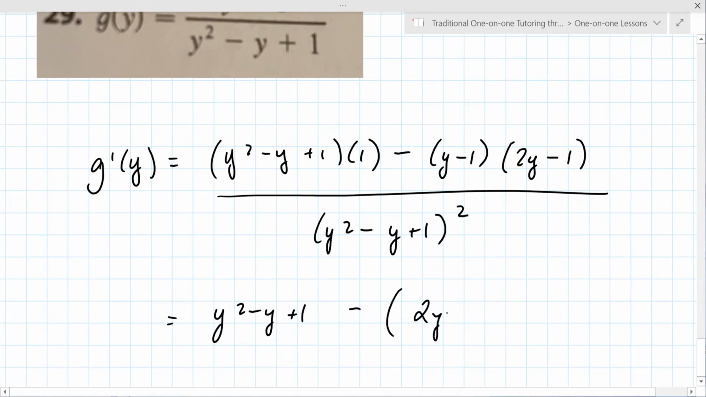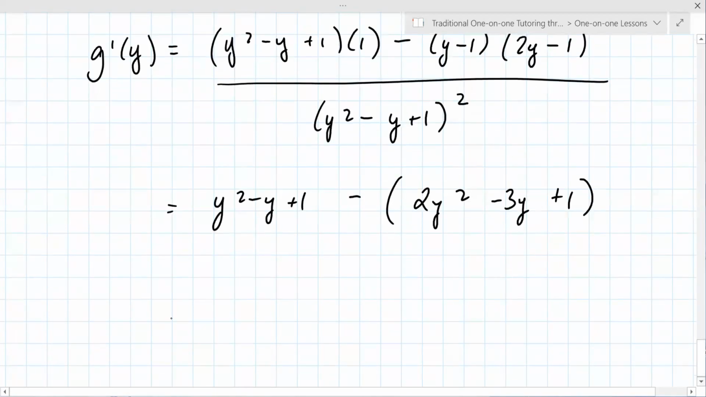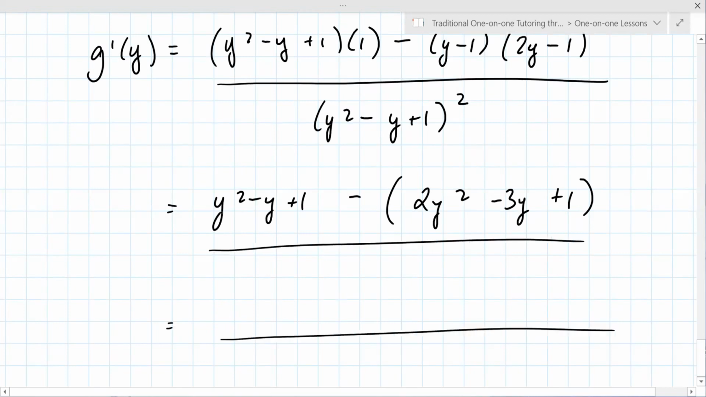It's 2y squared minus y minus 2y. That's minus 3y plus 1. And then we're going to combine like terms in the numerator. So it's y squared minus 2y squared. So that's minus y squared, minus y minus 3y, so that's plus 2y. 1 minus 1 is 0. So that's nice. And then you can write the bottom again. That's great.